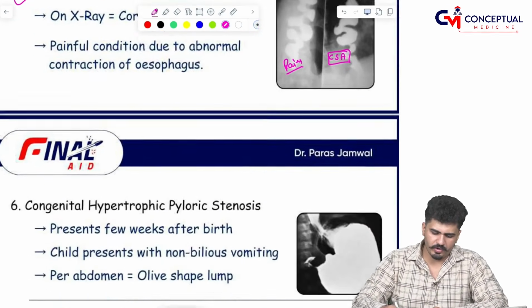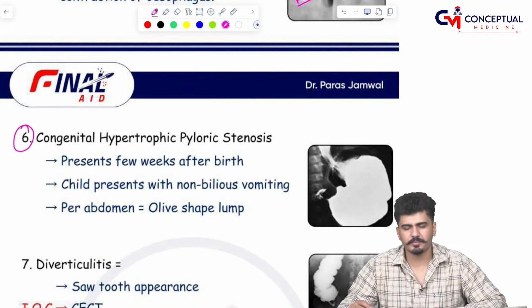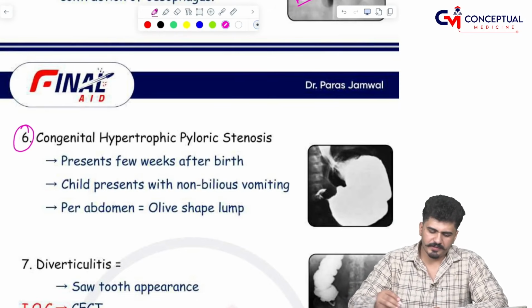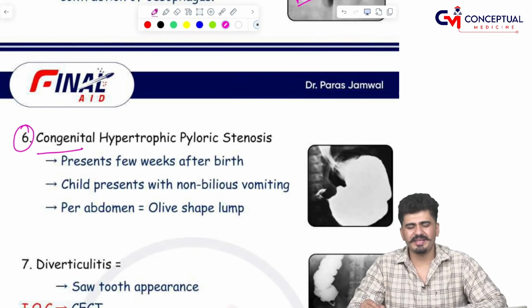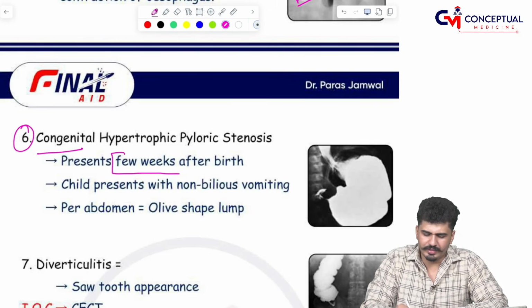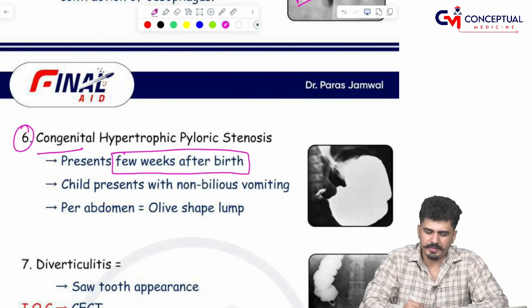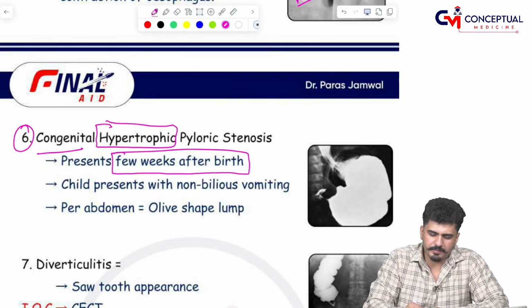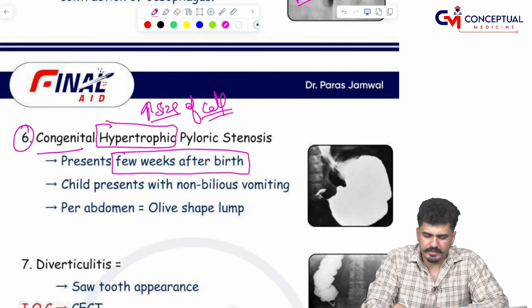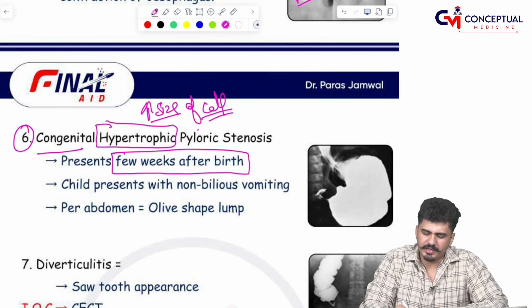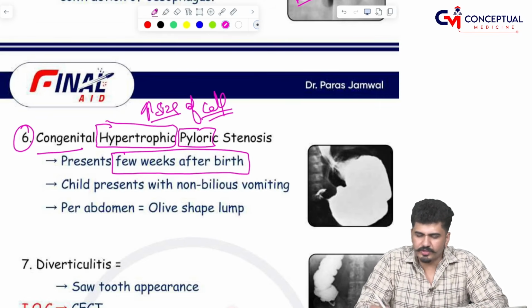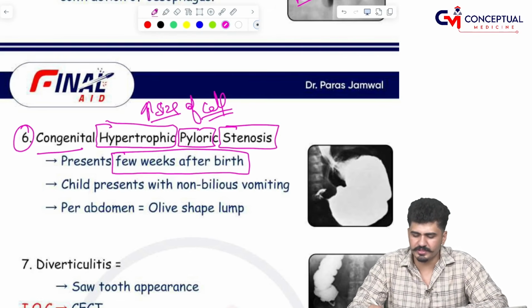Now coming on to the next one, that is congenital hypertrophic pyloric stenosis. My dear friends, congenital means initial weeks, so remember, it is present a few weeks after birth. That is the first thing. What do you mean by hypertrophy? Hypertrophy means increase in size of the cell. And where is it happening? At the pylorus. If at the pylorus the cell size is increasing, there is going to be stenosis.